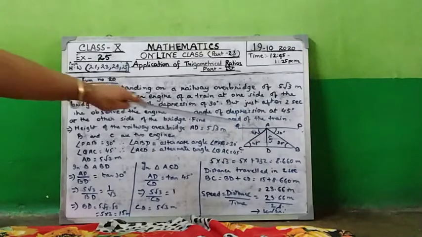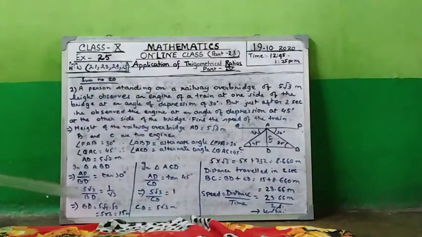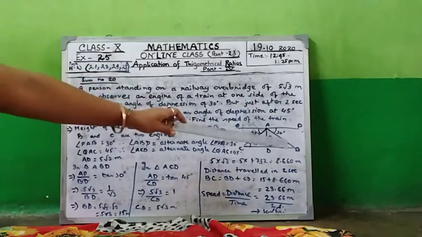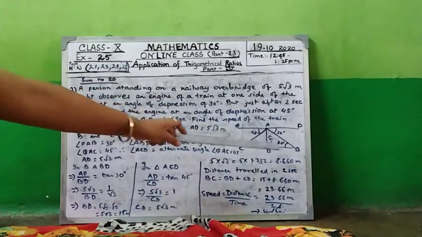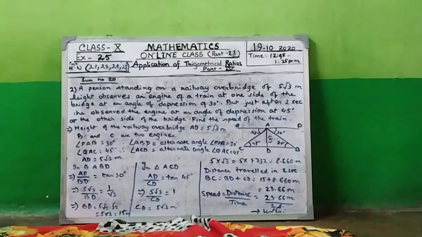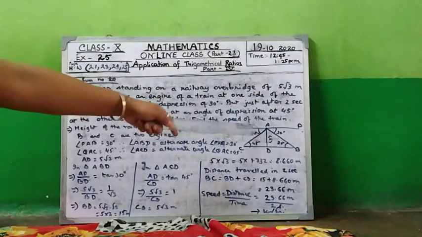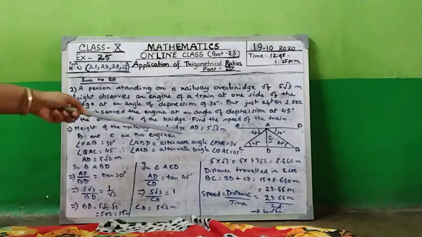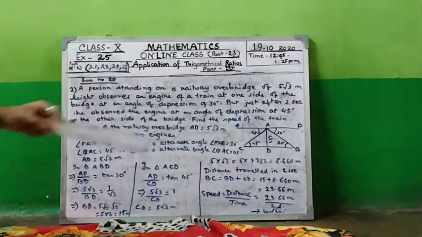Now look, here is the figure. Figure is very easy. He is standing on a bridge and is watching two engines. C and B are the two engines, and this has taken 2 seconds to observe. Alright, what is the height of the overbridge? 5√3 meter. Now B and C are the two engines, and here the height of the overbridge AD is equal to 5√3 meter.